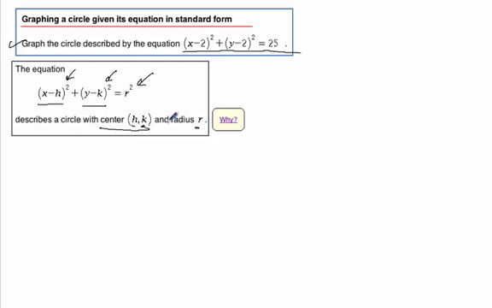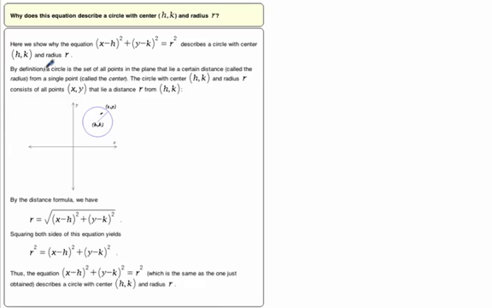If you're good to go, you might want to fast forward through this next section. Otherwise, let's look at why. Why does that describe a circle? So if you were to click on that in ALEKS, this is the explanation you'd get, but sometimes it helps to have a little clarification.